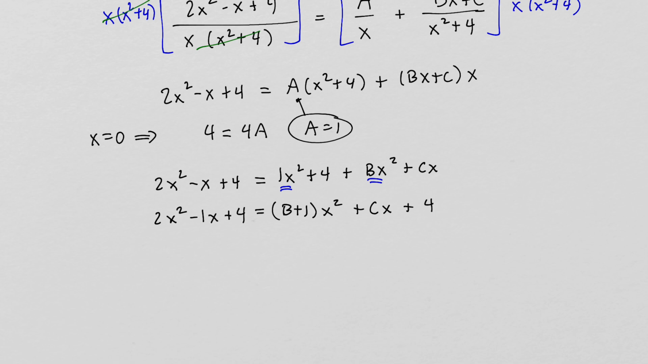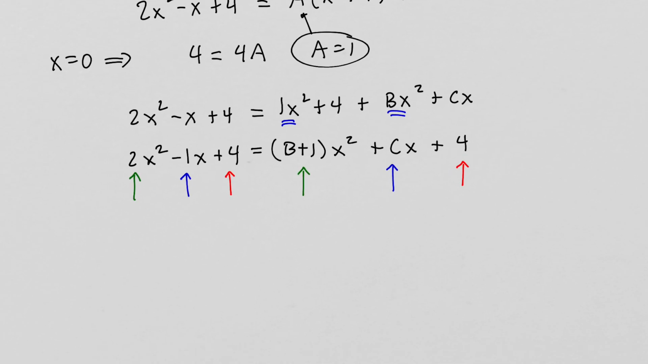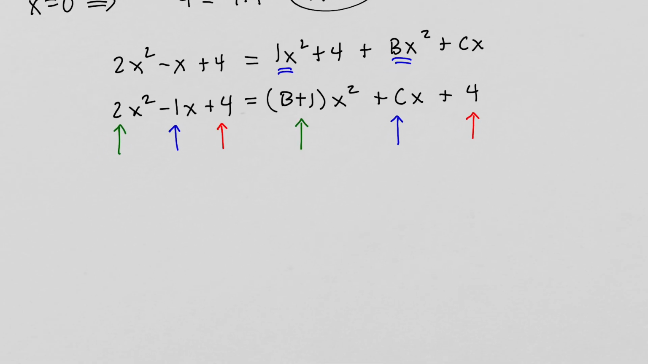And the only way these can be the same is if the coefficient of x squared equals the coefficient of x squared, the coefficient of x equals the coefficient of x, and of course the constant term must be equal to the constant term, and you can see that they are. So I know that b plus 1 must be 2, right? This must be equal to this. So that means b is 1. And I also know that c has to equal -1.